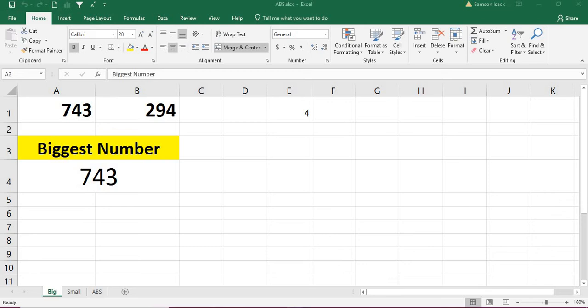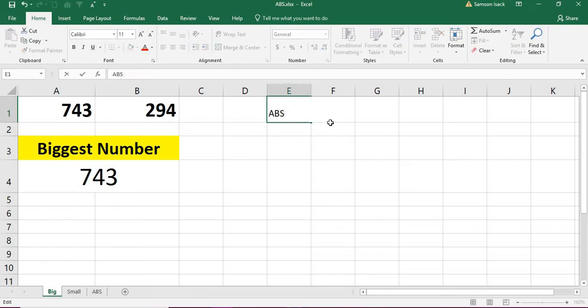Hi, welcome. Now I'm going to show you how to find out which is the biggest number from the given two numbers without comparing those two numbers. Is it possible without comparing to find out the biggest number? Yes, it is possible. There is a formula. Before that, I will explain to you a function called the ABS function.